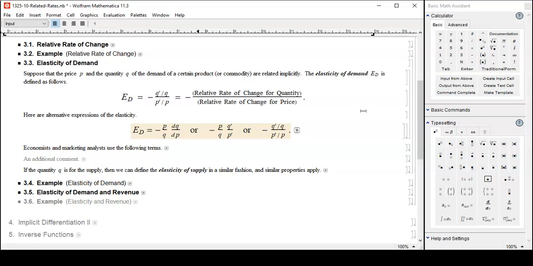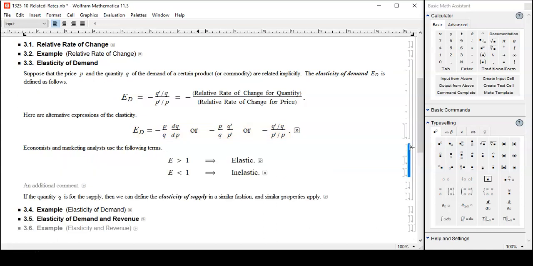Okay, so let's postpone the algebraic or analytical aspect of these. Instead, some more lingo. Economists and marketing analysts use these kinds of terms. When the elasticity is greater than 1, we say the commodity is elastic. When it is less than 1, then we say it is inelastic.